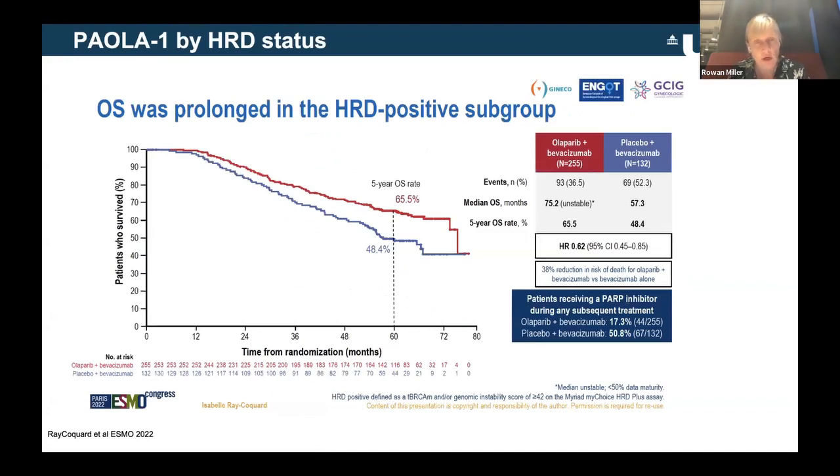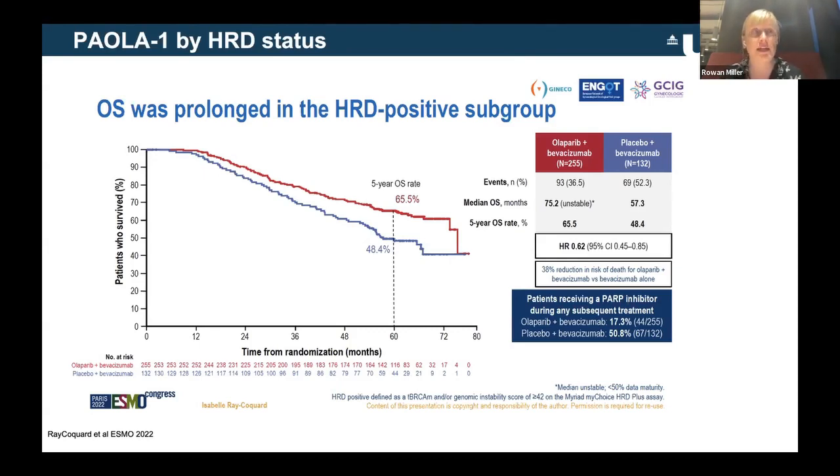And again, at ESMO, they presented the overall survival analysis. And for the HRD positive subgroup, you can see a significant improvement in overall survival from 57 to 75 months. In the olaparib group, it's thought to be unstable because they've not really had enough events. But again, looking at 5-year survival, that's about an 18% improvement in 5-year survival. So really massive improvements in outcome.